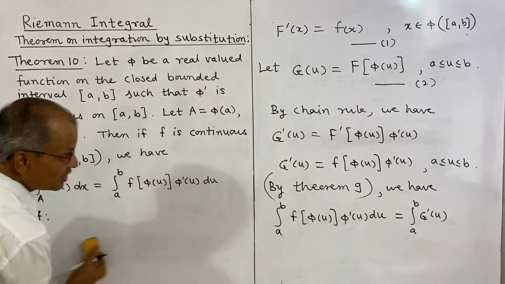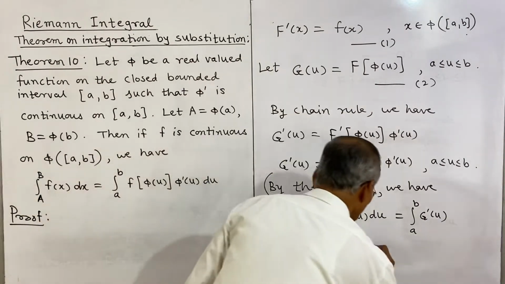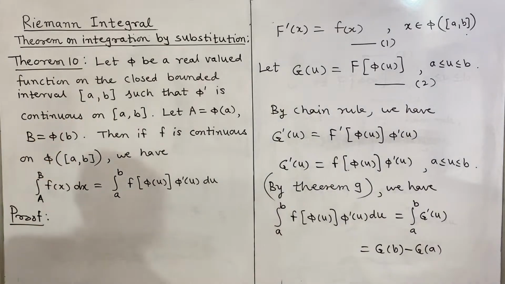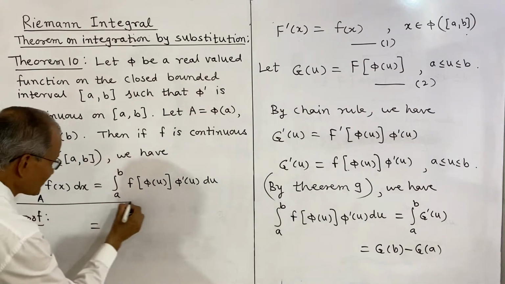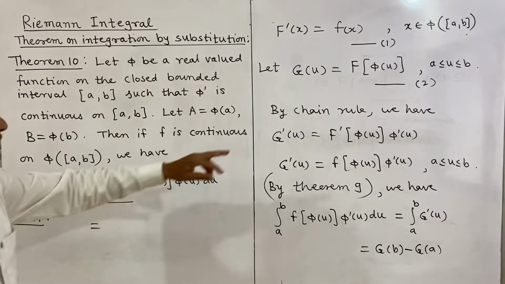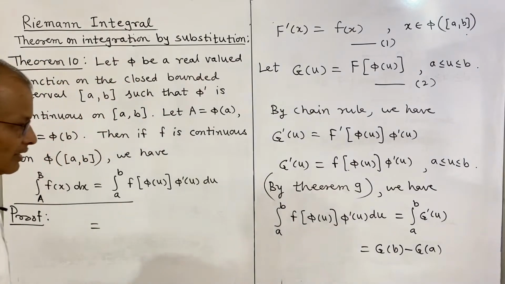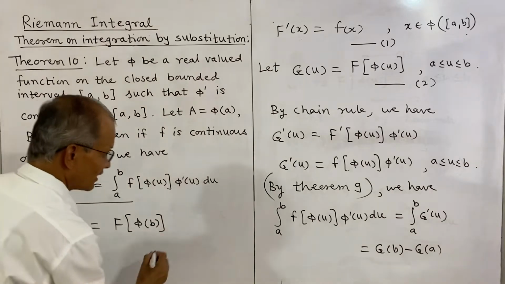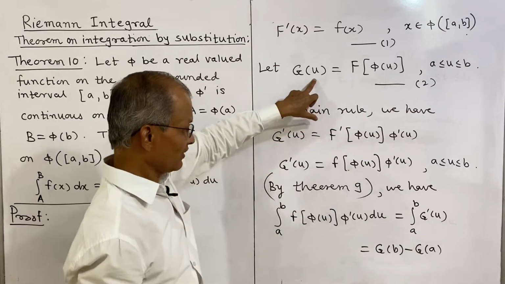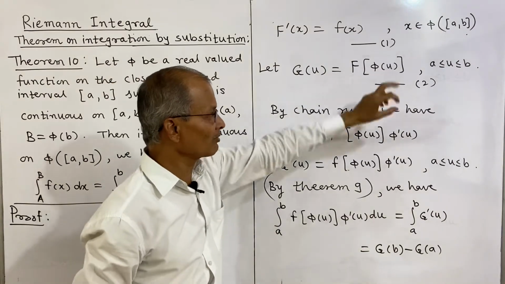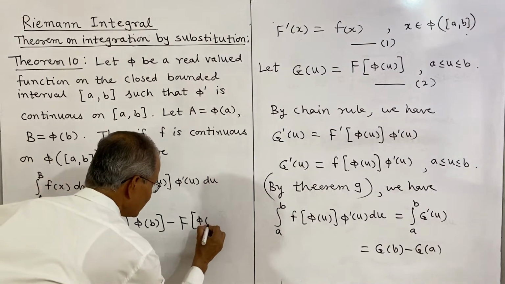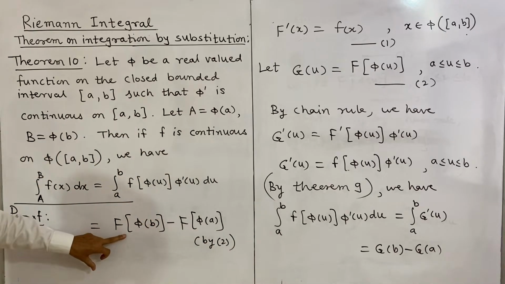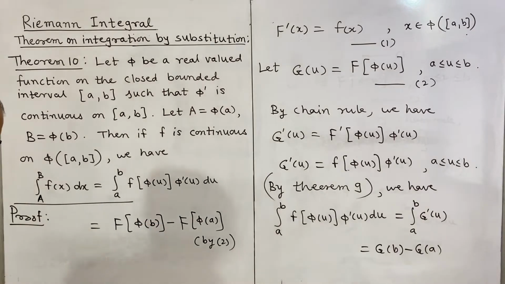this will be equal to g of b minus g of a. Now you see, g of u is f of phi of u, and therefore g of b will be capital F of phi of b, and g of a will be capital F of phi of a, wherever u is there we write a. This is by 2, and again capital F of phi of b minus capital F of phi of a.